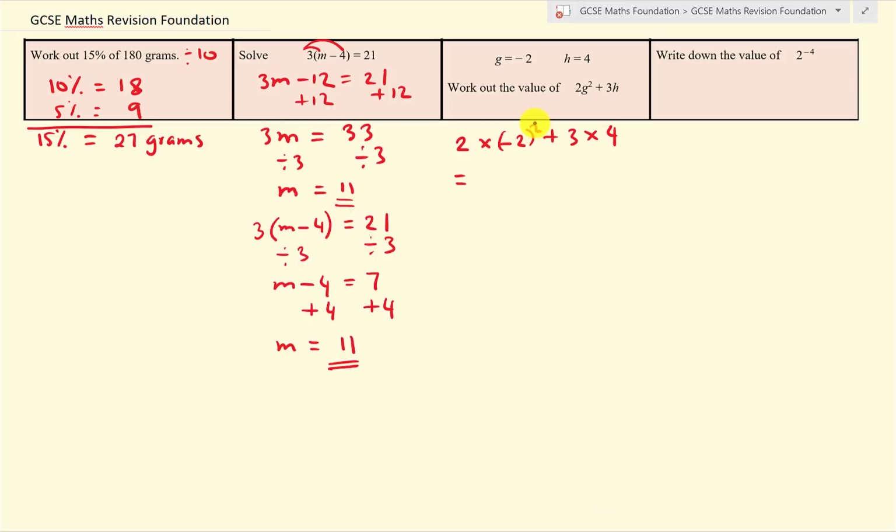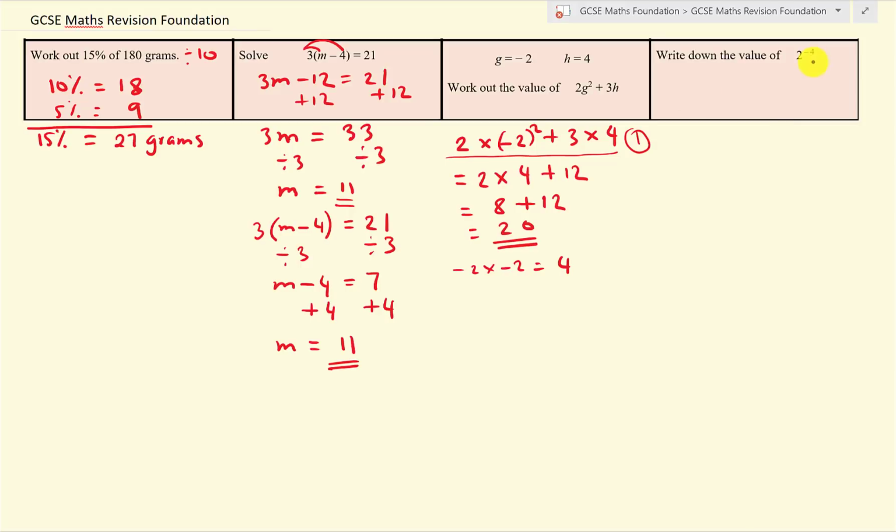Let's do BIDMAS. So brackets, indices first. So 2 times minus 2 squared is minus 2 times minus 2, which is positive 4. So it'll be 4. 3 times 4 is 12, plus 12. 4 times 2 is 8, and then plus 12, which gives us an answer of 20. Make sure you write down the values, and that could be worth a mark in your exam. Usually these types of questions are worth about 2 marks.